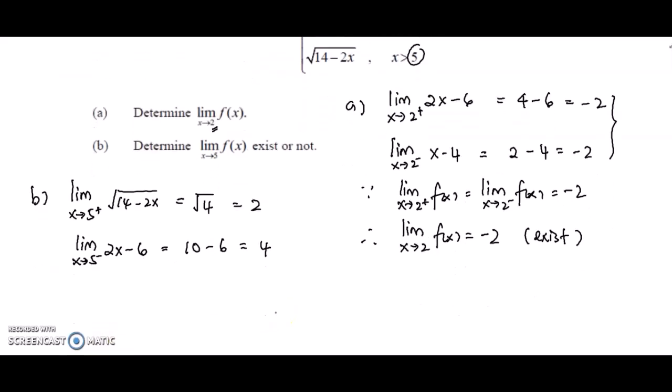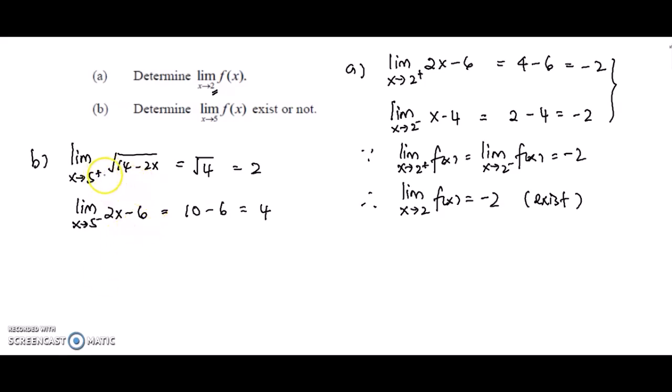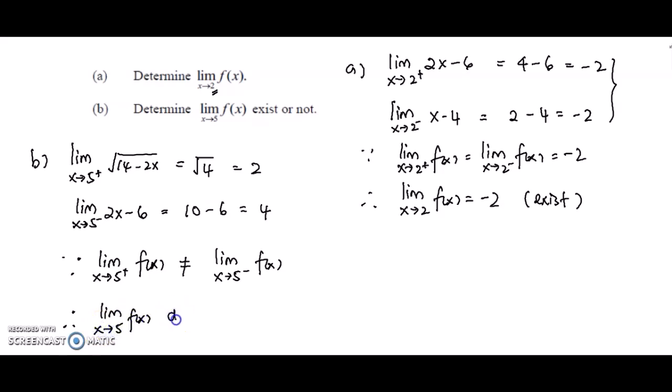So now you can see that the right-hand limit and left-hand limit have different answers. We say that the limit when x approaches 5 positive is not equal to the limit when x approaches 5 negative, meaning that the right-hand limit is not equal to the left-hand limit. So what is our conclusion? The conclusion is the limit when x approaches 5 does not exist. We have to make the conclusion: does not exist.